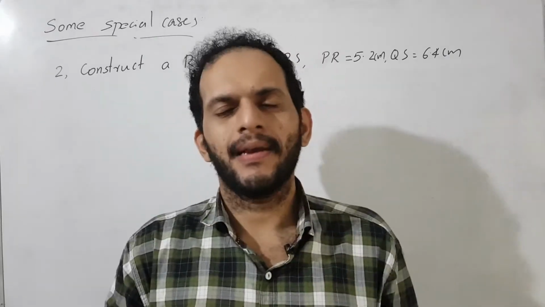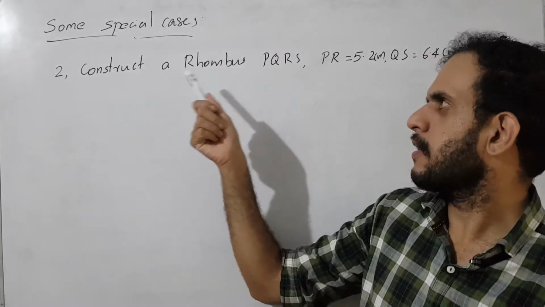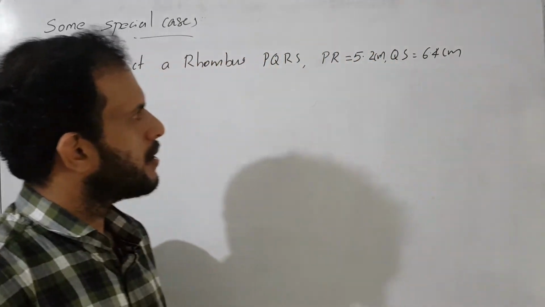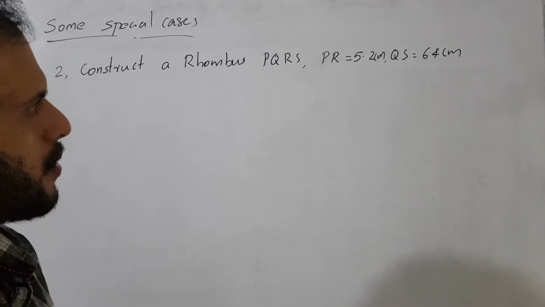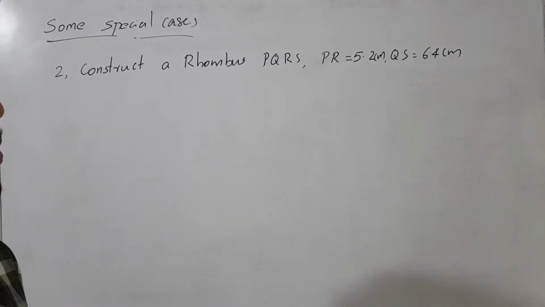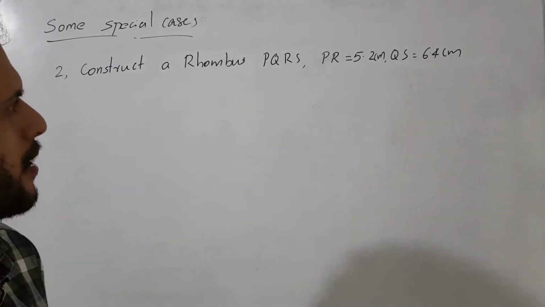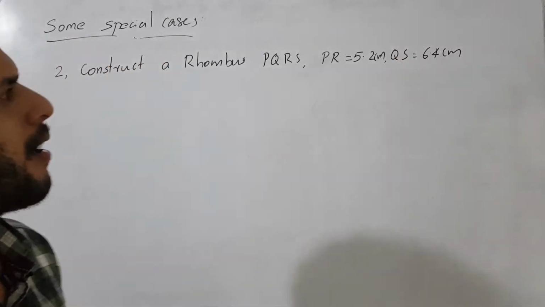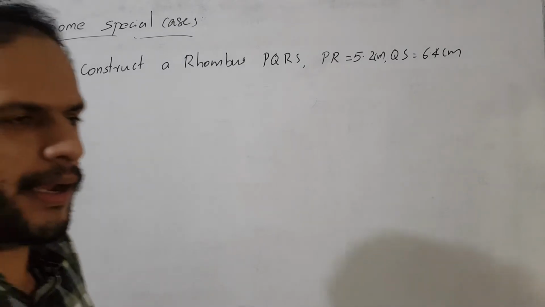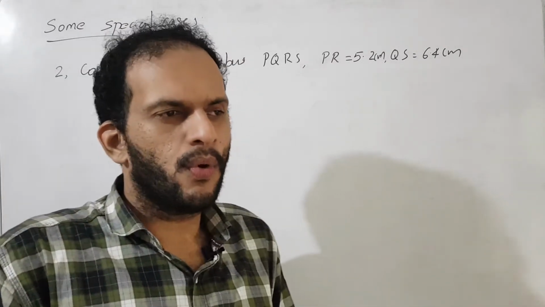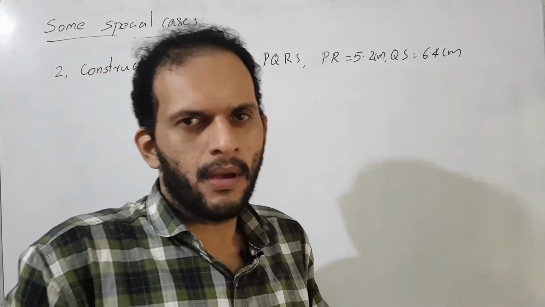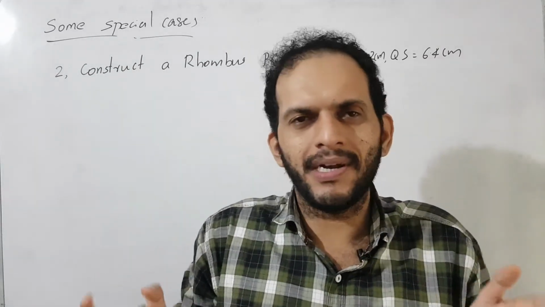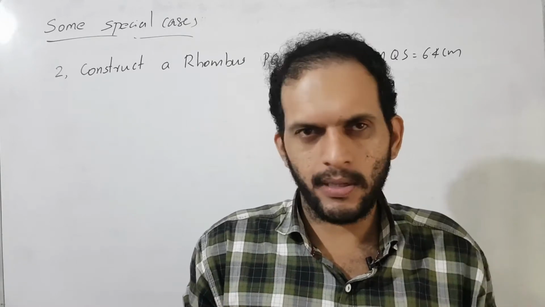Is it clear? The second question is like this: construct a rhombus PQRS. What are given? PR is equal to 5.2 centimeter, QS is equal to 6.4 centimeter. To construct a rhombus, only two measurements, PR and QS, are given. Then what is the idea for drawing this? To get the idea, what is the first step? To draw a rough figure. Otherwise we won't get any idea how to construct the figure.